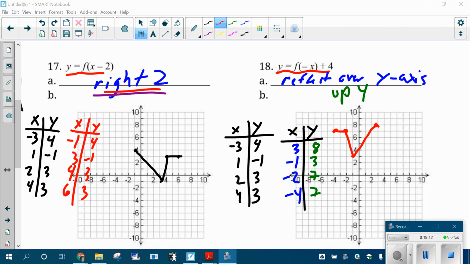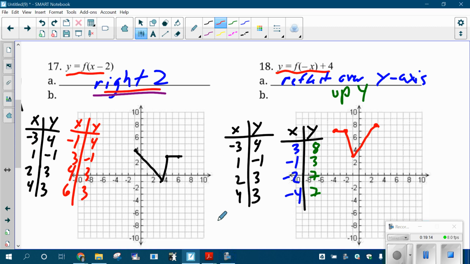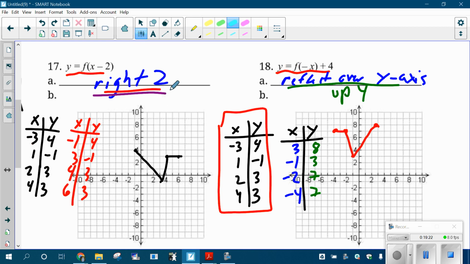Okay, so that's what I got here. Again, I started with the same original function. Here I had 1 horizontal transformation and 1 vertical transformation. The horizontal transformation affected the X coordinates. Well, what does a reflection do? It just changes the X coordinates from positive to negative, negative to positive. It makes them the opposite. What does the up 4 do? Well, it takes your Y coordinates and makes them 4 more. So one of the transformations changes the X coordinates, the other one changes the Y.